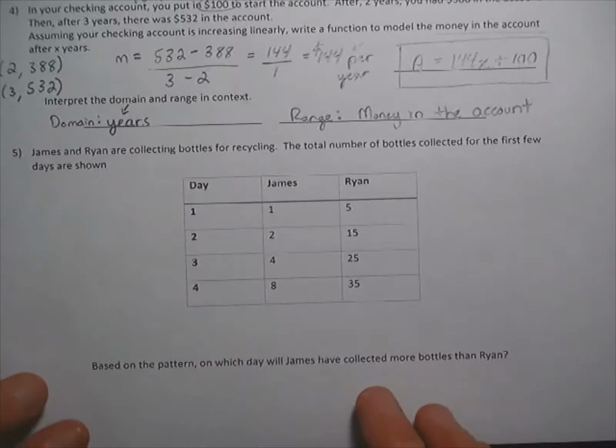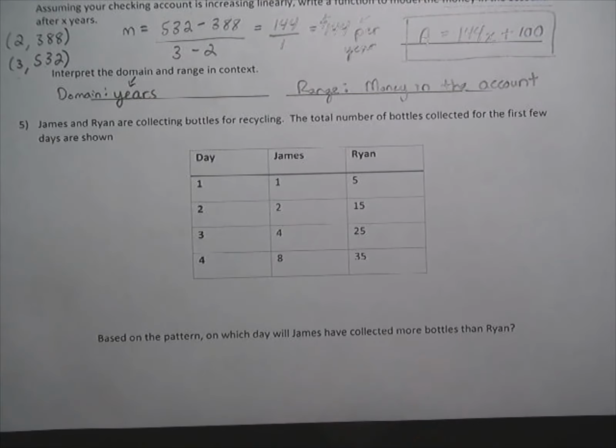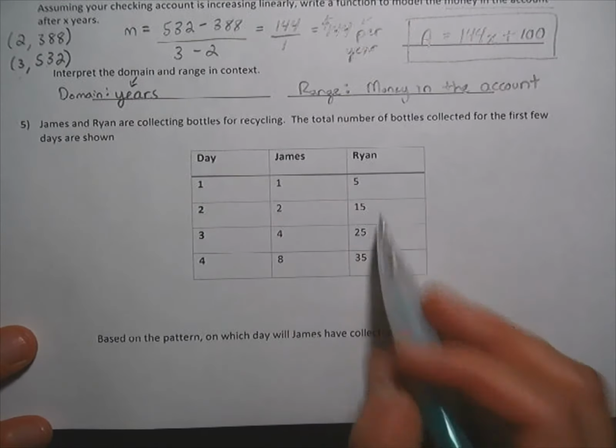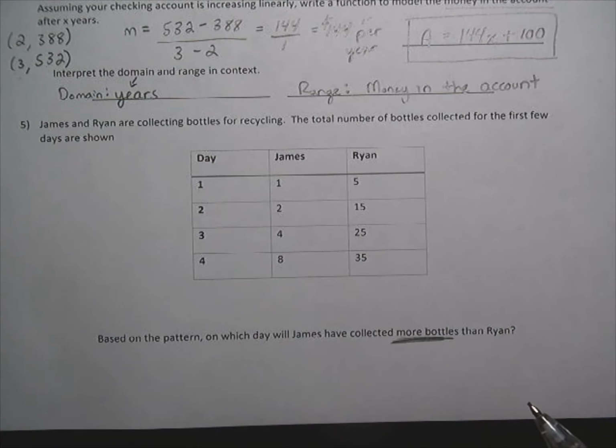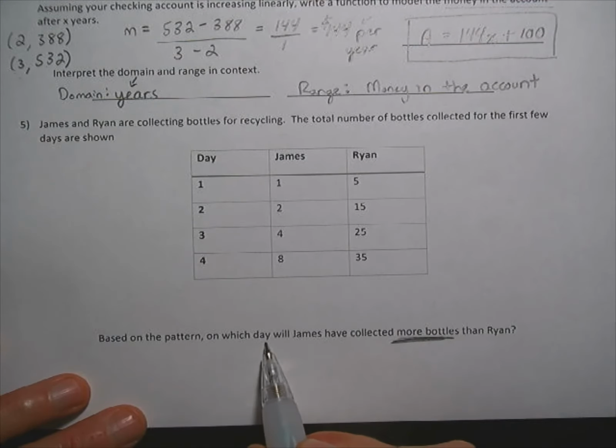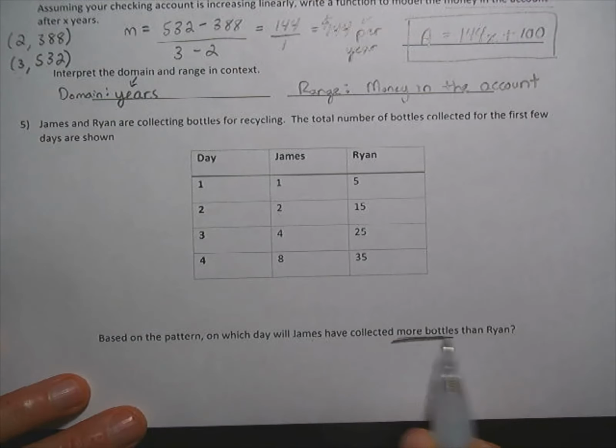Okay, so the last kind of problem we're going to talk about is just observing kind of a pattern and going from there. So it says, James and Ryan are collecting bottles for recycling. The total number of bottles collected for the first few days are shown in this table. And then it says, based on the pattern, on which day will James have collected more bottles than Ryan? So if you're just observing, you can kind of see what the pattern is and keep the pattern going to kind of get an idea as to what your answer could be.